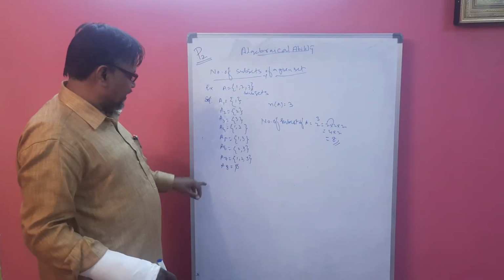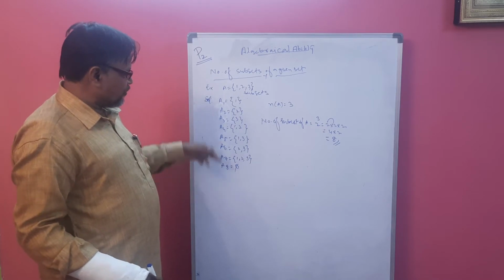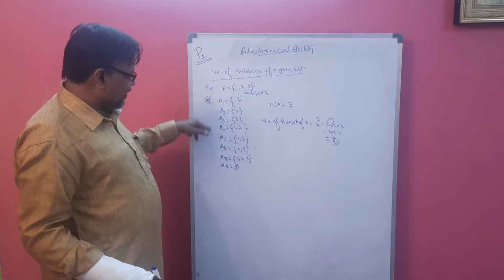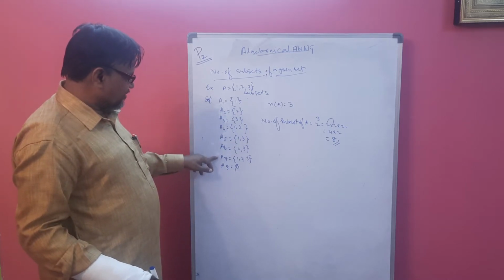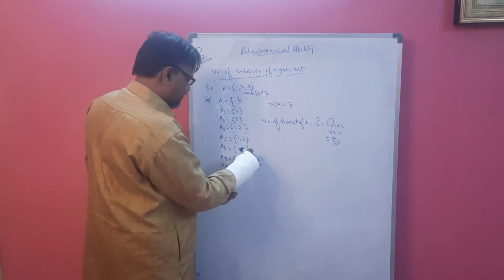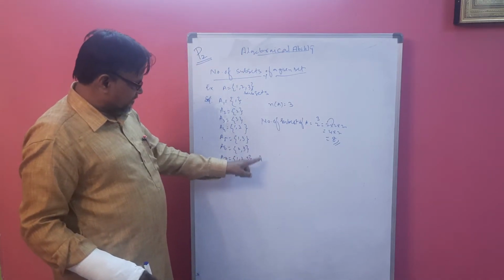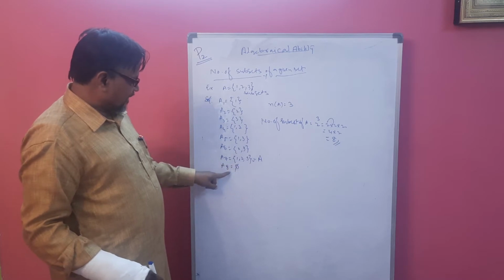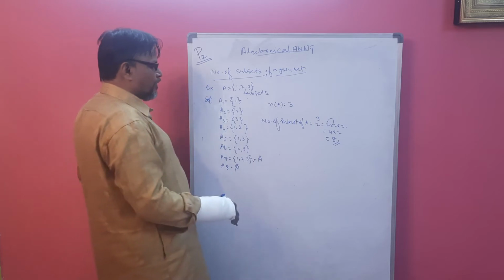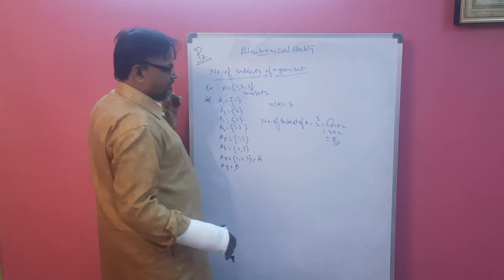Among the 8 subsets, one set is the set itself, and the null set is a subset of all. So like that, these up to A6 are all subsets, and A7 is nothing but A itself. A set itself is a subset, and null is a subset of all. Counting these two, we are getting a total of 8 subsets. So this is our formula.